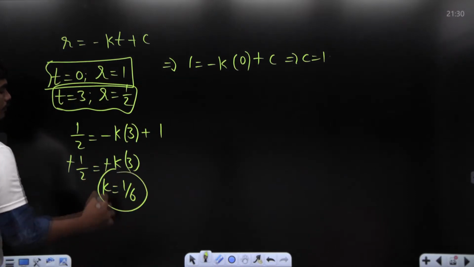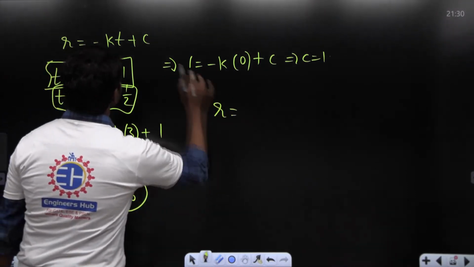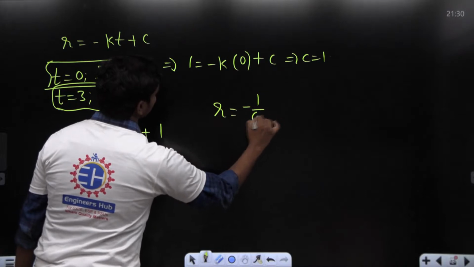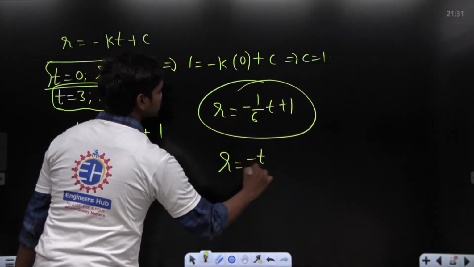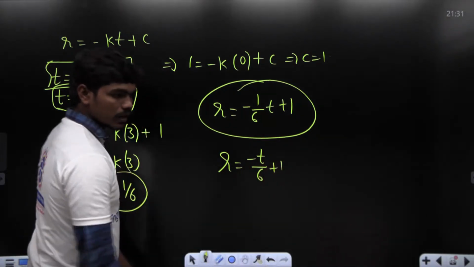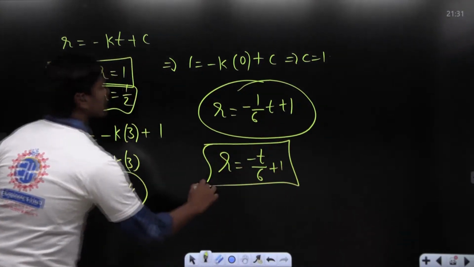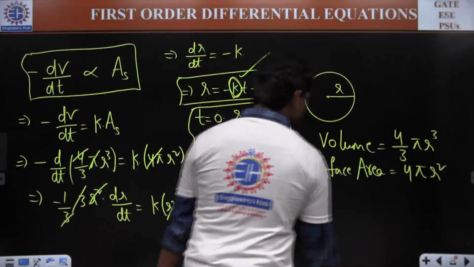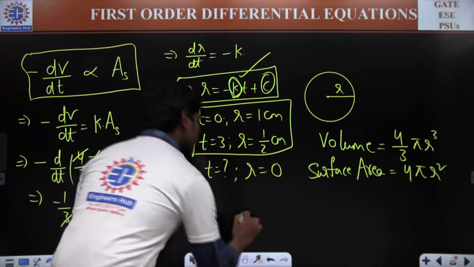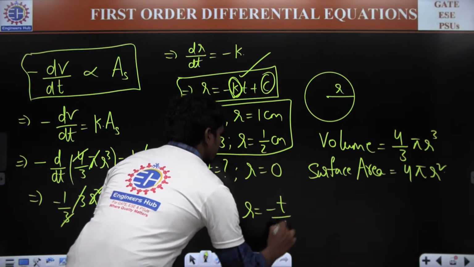Okay. So now we get k is equal to 1 by 6, r is equal to minus kt, so minus 1 by 6 into t plus 1. And this can be written as r is equal to minus t by 6 plus 1. Okay. I hope now it's clear. You understood how we are getting this 6 here. And that's exactly what I have written here in short notation before. r is equal to minus t by 6 plus 1.